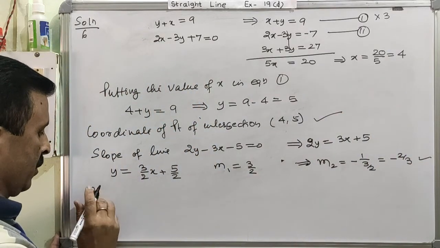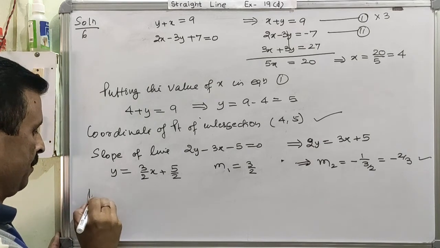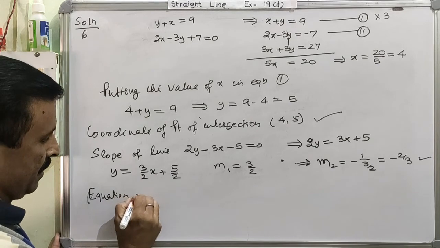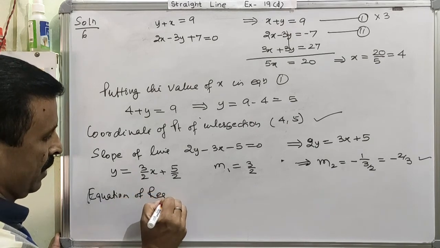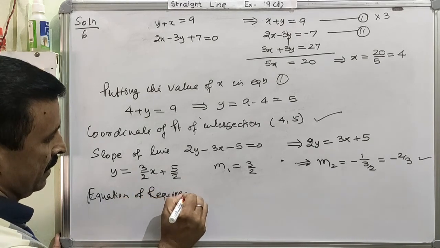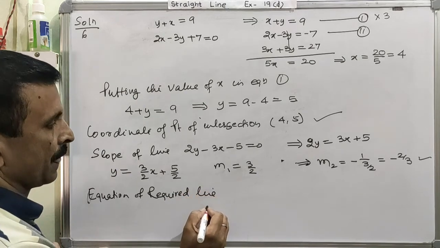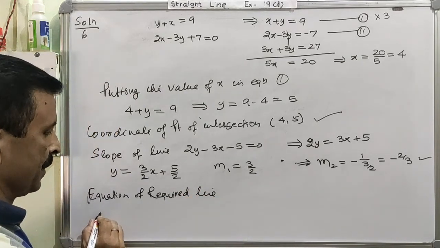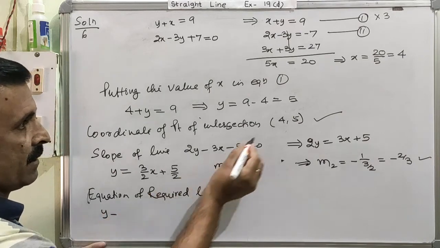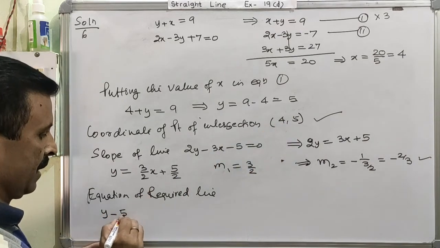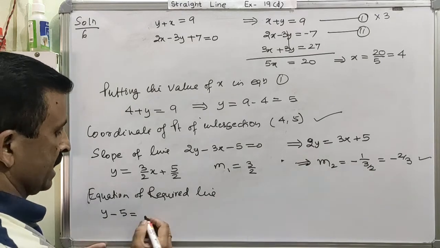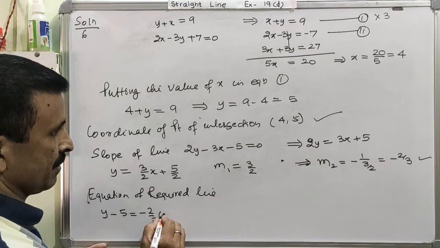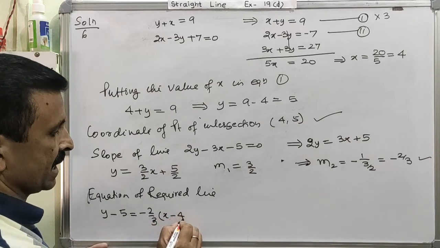So the equation of required line is what? Using the same formula, y minus y1. So y minus y1, that is 5, is equal to slope, that is negative 2 over 3, into x minus x1, that is 4.